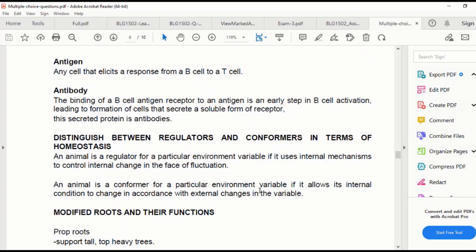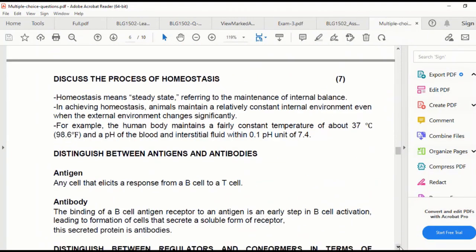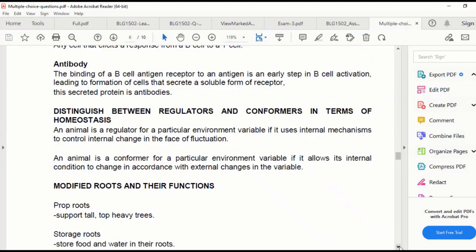But with all of this, you might need to look out, because when he is giving you your exam, he might mix these questions, where you have to discuss the process of homeostasis and also provide examples of animals which are conformers and animals which are regulators. Then you have to give those examples with descriptions of whether they are conformers or regulators, and how a regulator regulates itself. And in that sense, modified roots and their functions.